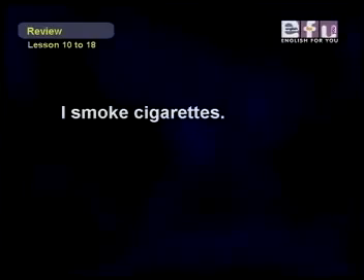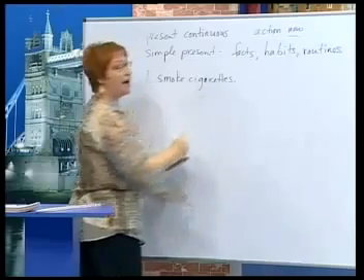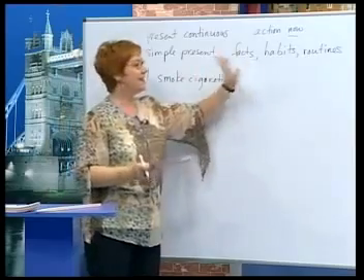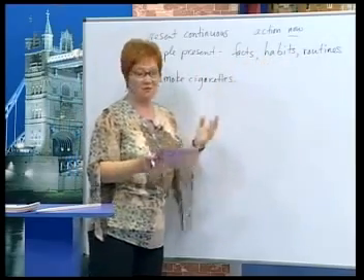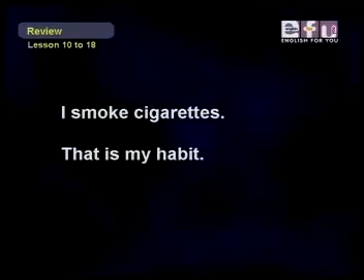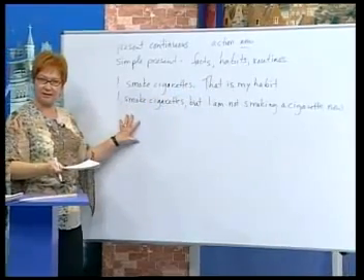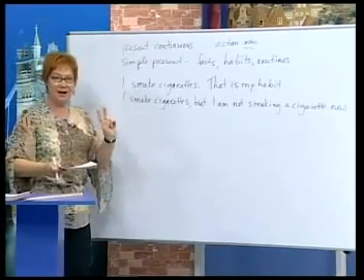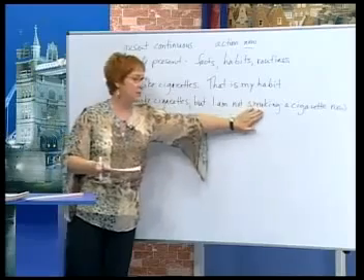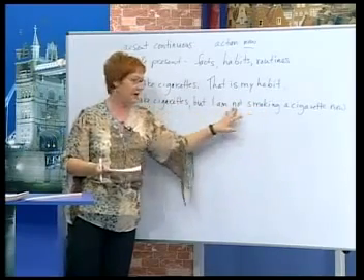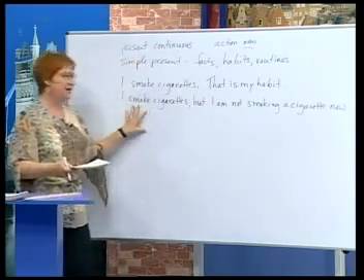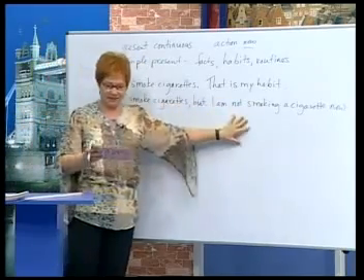Here's an example. I smoke cigarettes. This is a fact, it's my habit, and it's my routine, unfortunately. Okay? That is my habit. Now, I smoke cigarettes, but I am not smoking a cigarette now. This is my habit. I smoke cigarettes, but I'm not smoking a cigarette now. Okay, so this is the simple present, this is the present continuous.